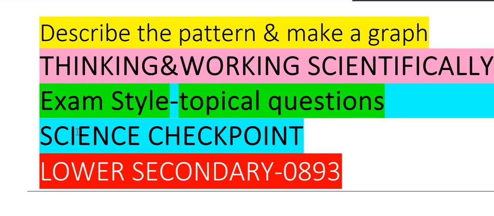Hi guys, today we're going to discuss topical questions about thinking and working scientifically. It is one strand of Science Checkpoint for lower secondary, with the past paper code 0893. Today's topic is thinking and working scientifically, with the subtopic describe the pattern and make a graph question.